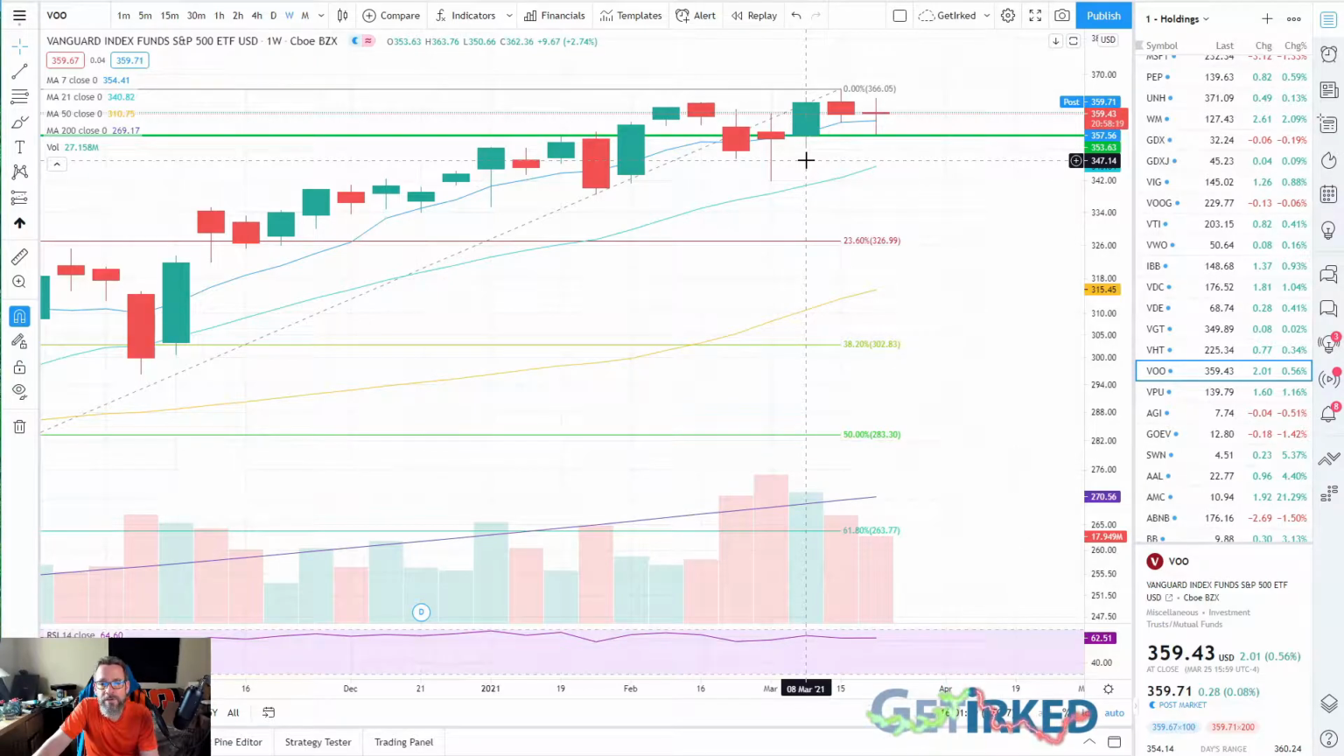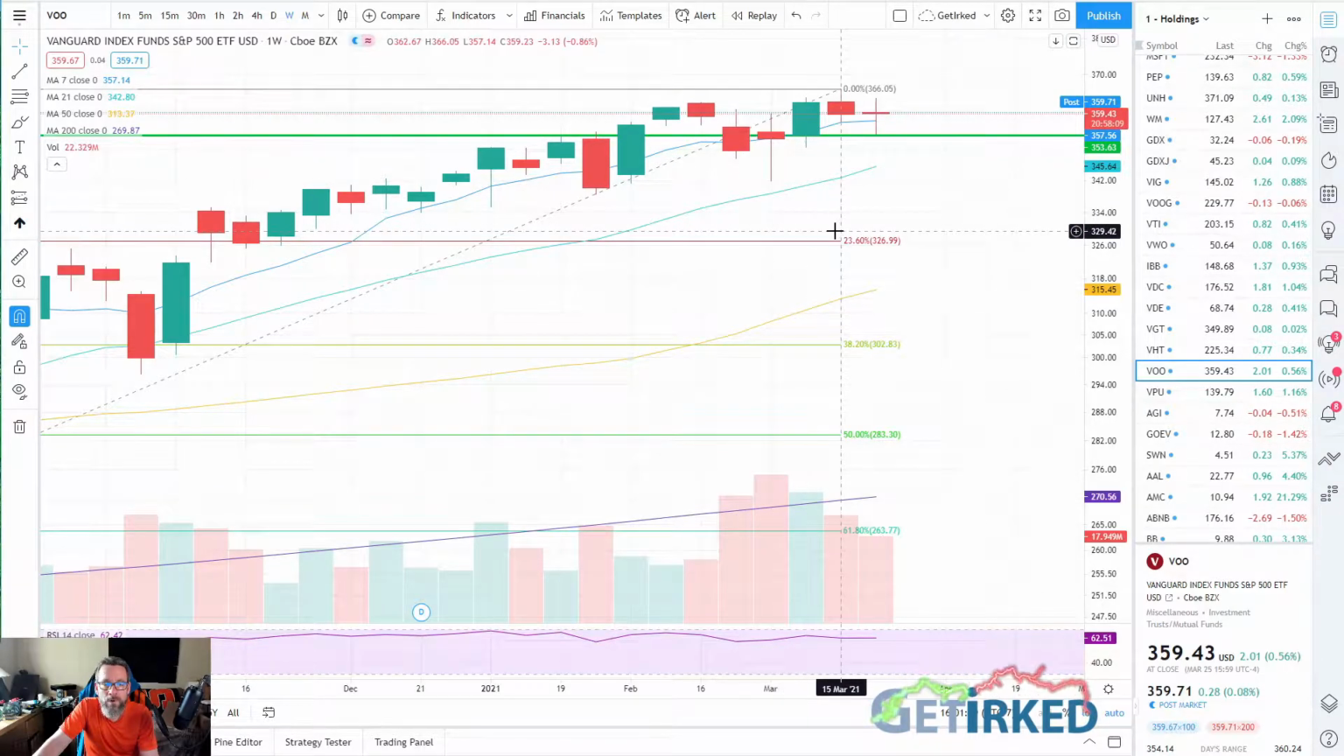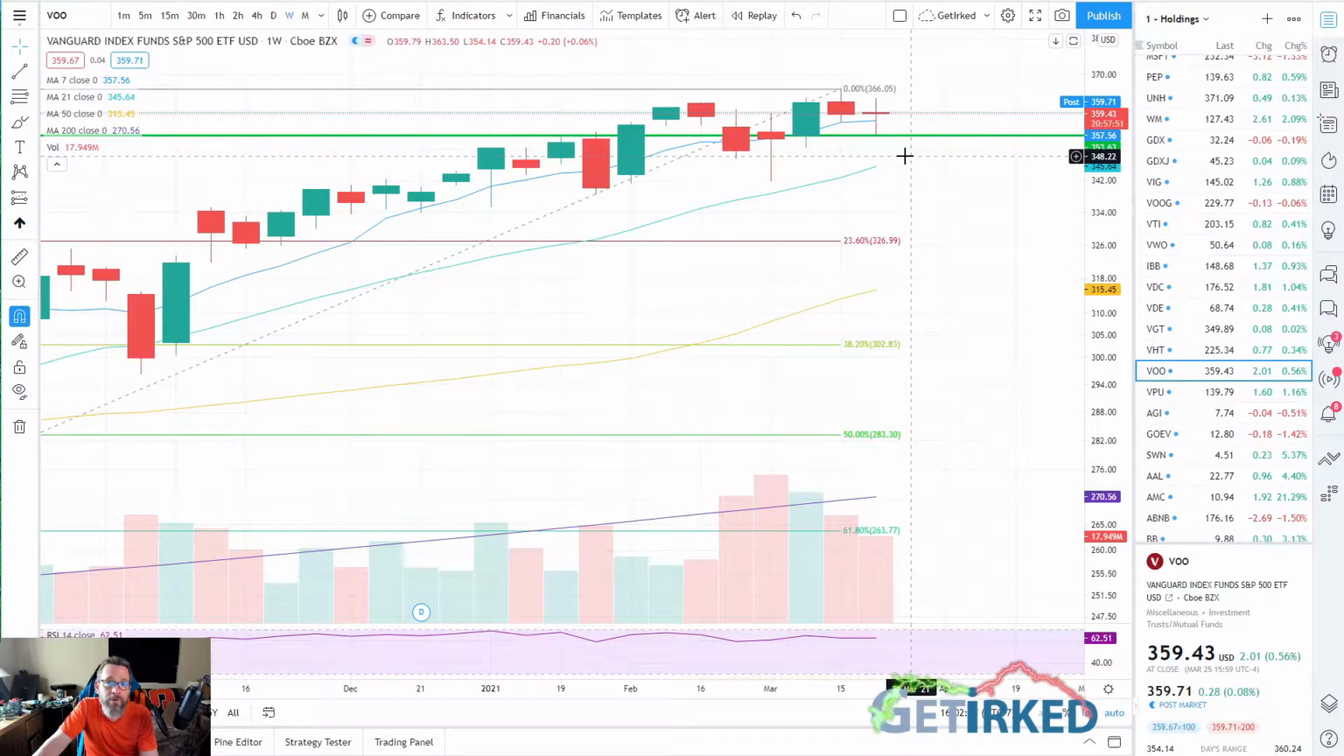The open 2 weeks ago was $353.63. The low that we got to this week was $354.14. So if you're trying to get into an asset and you want to be a little aggressive, a good starting point is to look at a previous week's opening price and set your price a little bit higher. So instead of having it be $353.63, if you had set it at $355, say, you would have gotten hit this week and you would have had that order filled. That gives you a starting place and a base price for your investment.